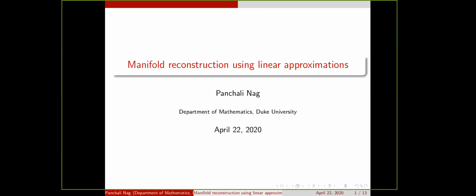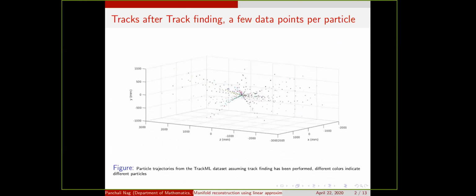Okay, so today we are going to talk about manifold reconstruction using linear approximations. And we look at the trajectories of a few particles here. These particles are denoted by different colors. And we assume that the track finding has been done. So the number of particles here is very large, about 10,000.